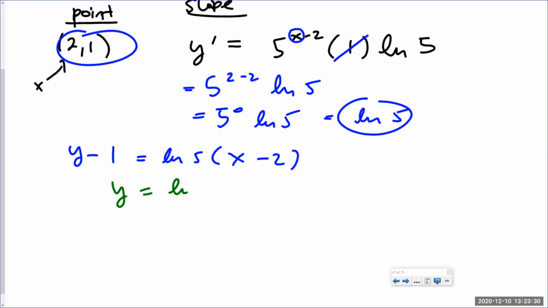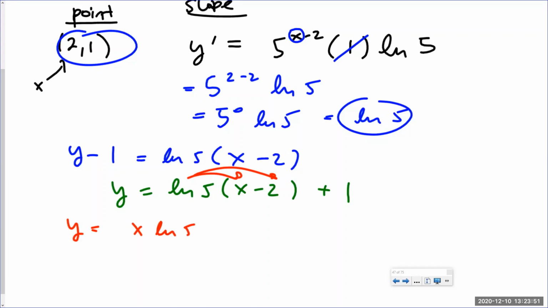But your test is multiple choice, so it's actually very likely that it would solve for y. If it had an ln of 5, I think it would stop there. But it could distribute this, so you could have ln of 5 times x. So that would be x times ln of 5.